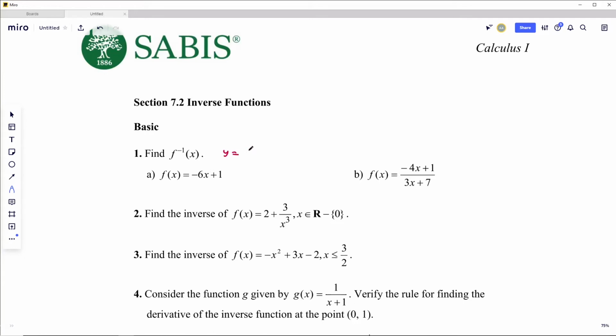So y equals minus 6x plus 1. I'm going to solve for x. So y minus 1 equals minus 6x. Minus is going to swap. So 1 minus y over 6 equals x.